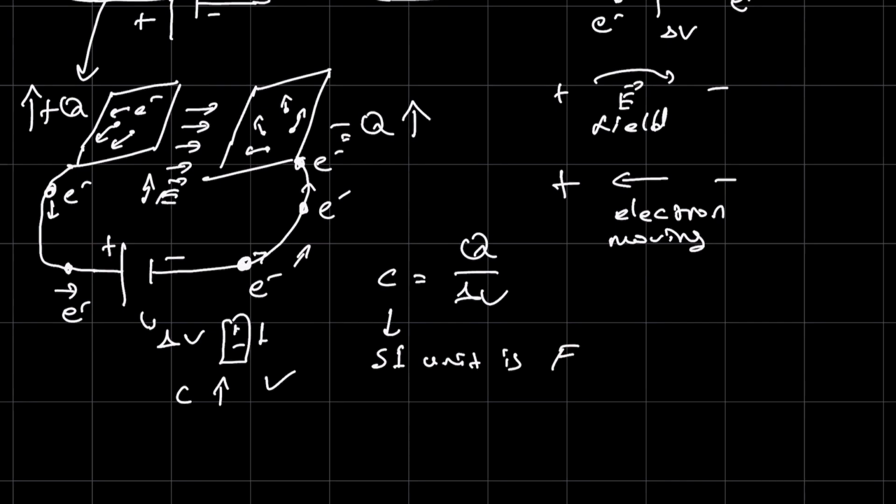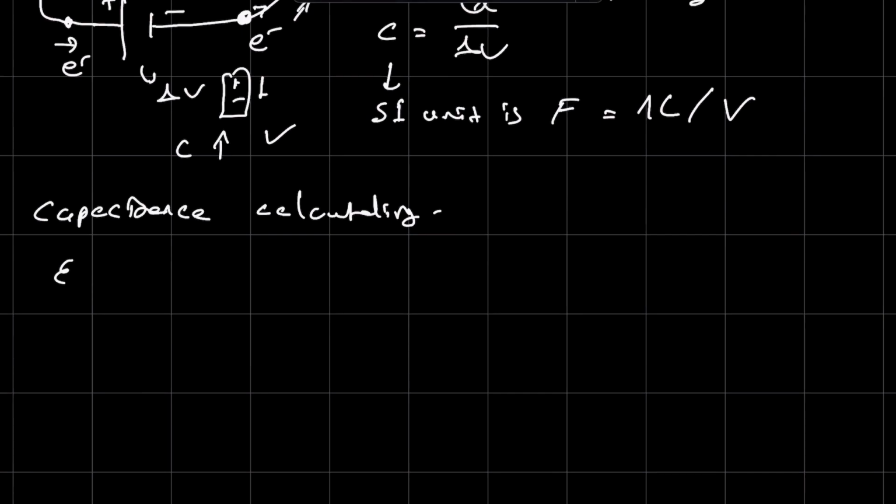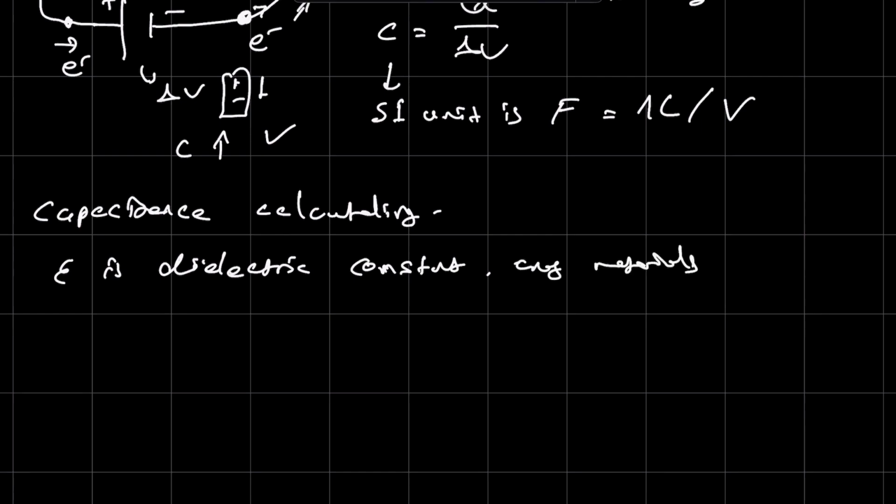In the SI system, capacitance is measured in farads. 1 farad means 1 coulomb of charge stored per 1 volt of potential difference. Now let's move to an even more interesting concept in capacitors: the dielectric constant, usually written as epsilon. So, what exactly is epsilon?